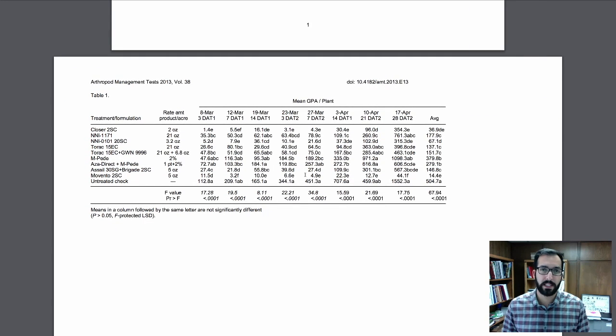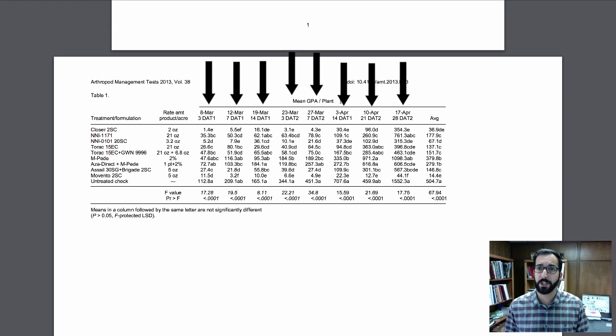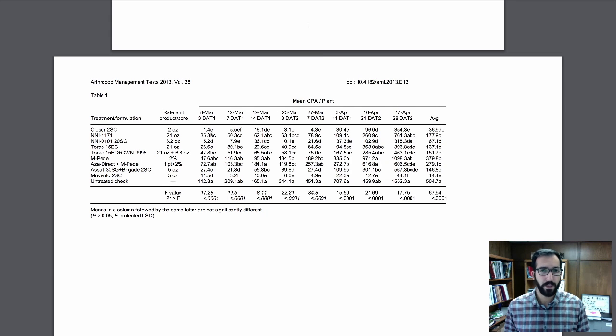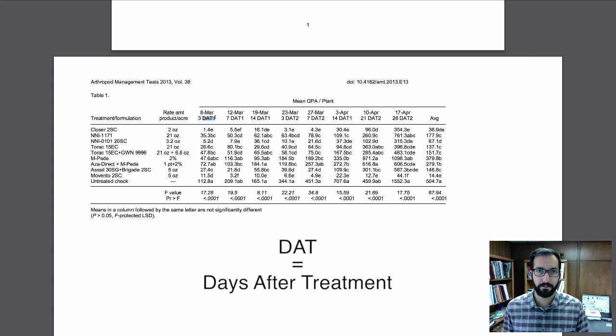Each row in this data table represents the results from a different treatment. On the far left are all the trade names of the insecticides, followed by the rate that was applied. The several subsequent columns give us information about the average number of green peach aphids counted on different days. You will notice at the top here this acronym DAT, which means days after treatment.